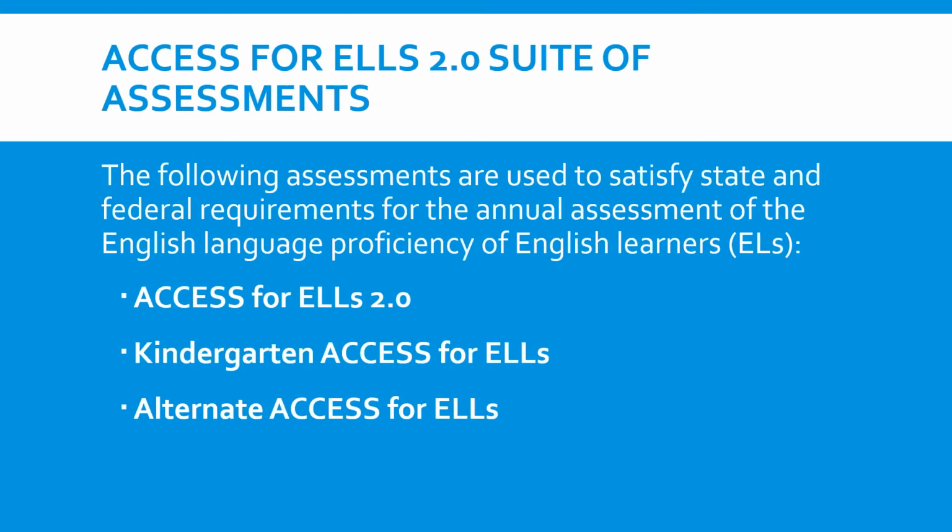The Access for ELLs 2.0 assessments are a tool to measure English language learners' proficiency in English. The Access for ELLs 2.0 suite of assessments include Access for ELLs 2.0, Kindergarten Access for ELLs, and Alternate Access for ELLs. Test participation is determined by grade level and considerations for special needs.